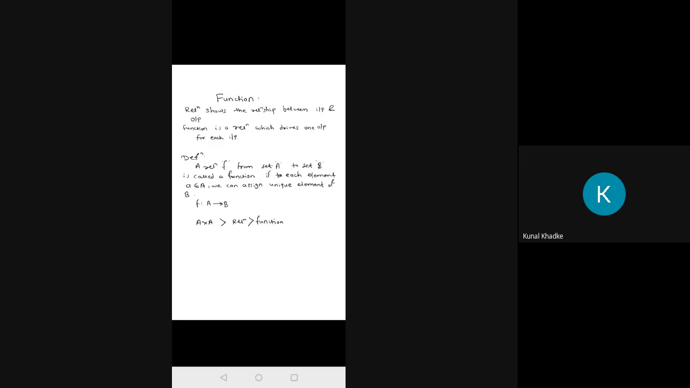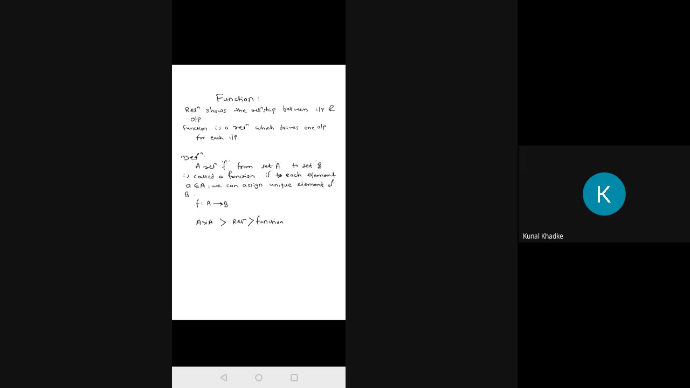Can anyone tell me what is A cross A? What is the name of A cross A? What do we call it? Do you remember or did you forget? Not that, my friends. It is the Cartesian product. Okay, A cross A is your Cartesian product.